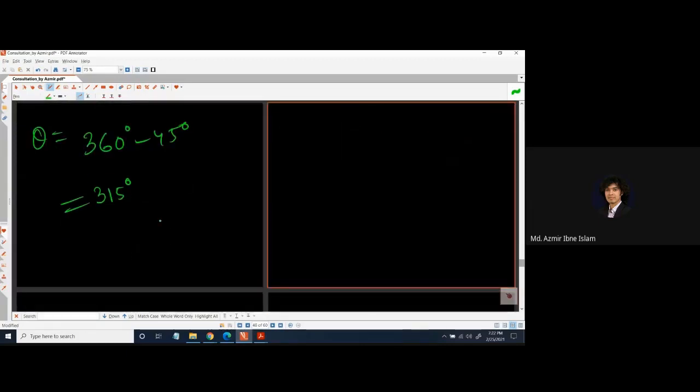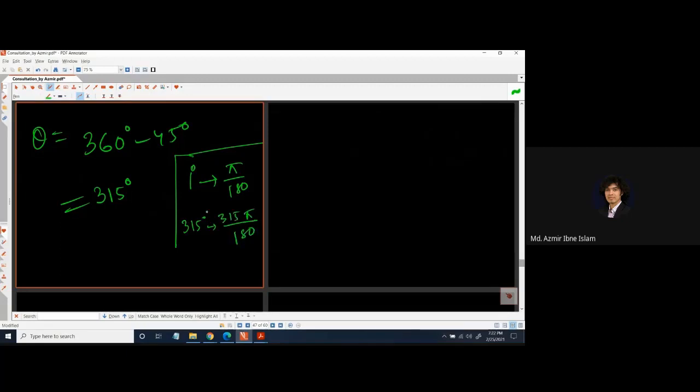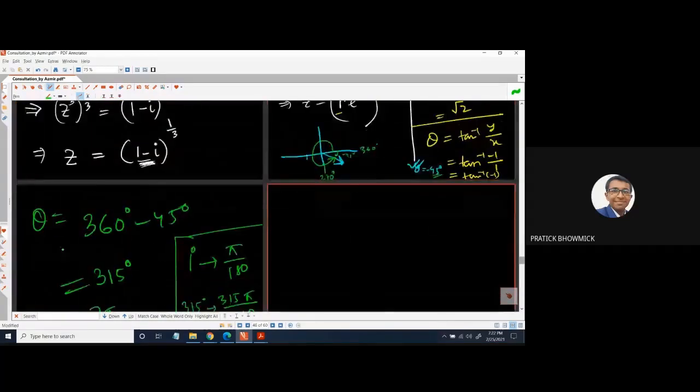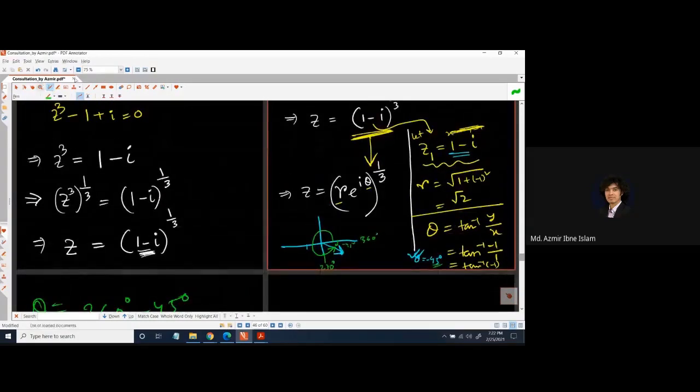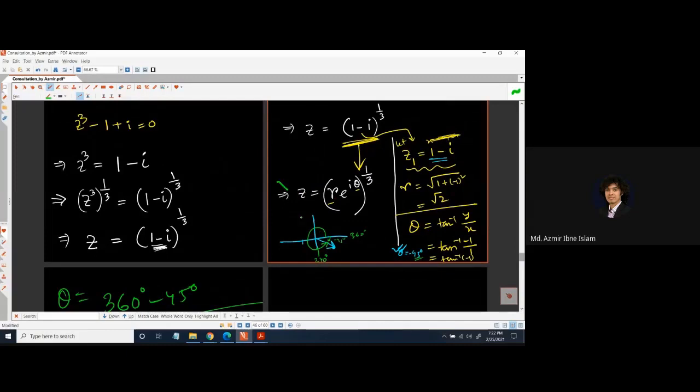So I have mentioned to you that don't keep degree notation, we can keep it in radian notation. So 1 degree is pi by 180 radian, so 315 degree is 315 pi over 180. So 315 over 180, that will be 7 pi over 4. That means theta is 7 pi over 4. So if you have the calculator, please try to check whether I have written the correct one or not and let me know. Yes, it is 7 by 4. Okay, thank you.